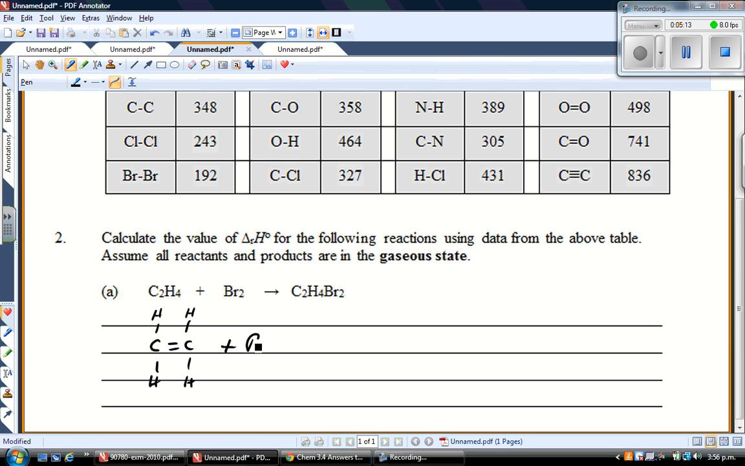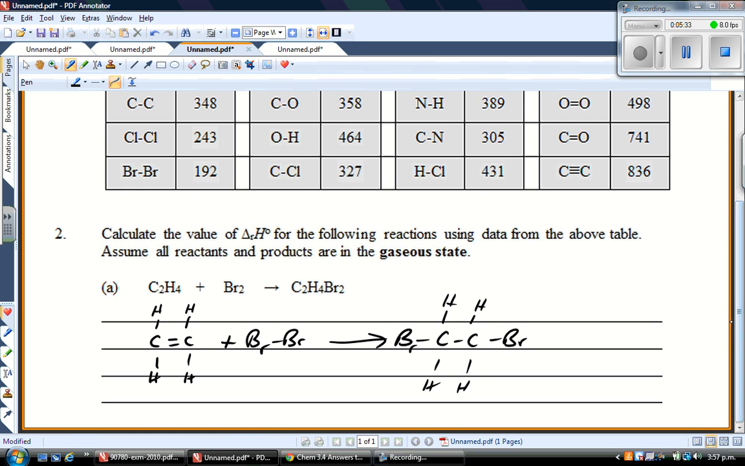In Br2, molecular bromine, these two bromines join together like so. And then in your product here, it's 1,2-dibromoethane. So you have 2 carbons in the central chain, and then your hydrogens coming off, and then your bromines at either end of the molecule. So it's now easier to identify what bonds we have to break and what bonds we have to form.